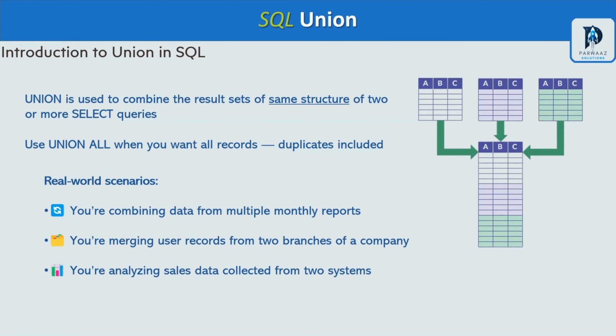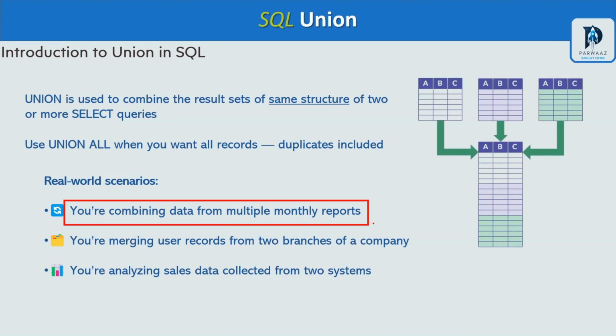So here are some real world scenarios where we use union in SQL. The first scenario could be when you are combining data from multiple monthly reports. Sometimes, what happens in Excel, you must have seen we maintain the records for different months like January, February, March in different sheets. But for reporting purposes, we need to combine them to get the insight or the required information from all the records.